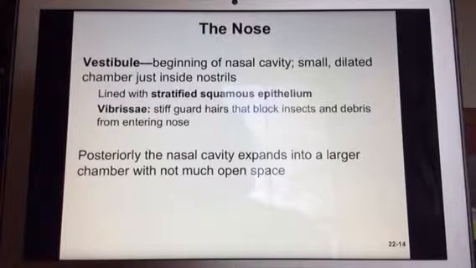The beginning of the nasal cavity is called the vestibule. It's a small dilated chamber that's just inside the nostrils. It's lined with stratified squamous epithelium, and we have these guard hairs that block larger items from entering the nose. But then after the vestibule, the nasal cavity expands into a larger chamber, but it's not really a cavernous space.